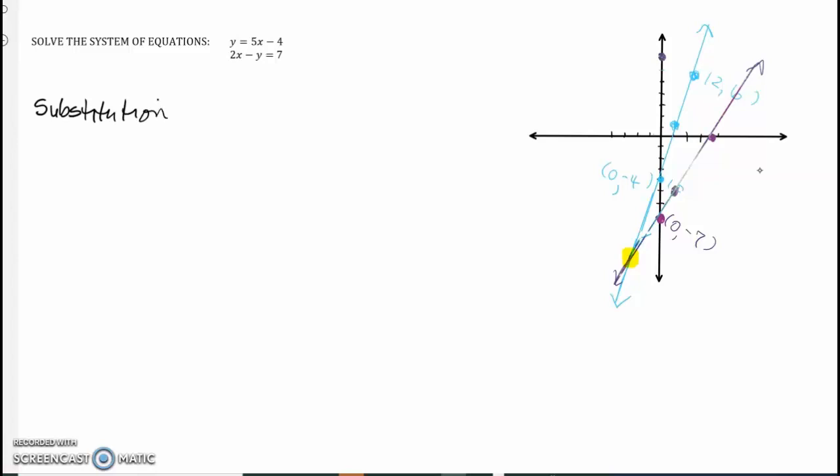So we're going to use substitution. And let me rewrite the problem. So you're going to take y equals 5x minus 4. I'm going to put that in parentheses, and I'm going to plug it in or substitute in this value, 5x minus 4, for the y value in the second equation. So we wind up with 2x minus. Now, why did I use parentheses? Because when you're substituting a binomial, you must use parentheses.